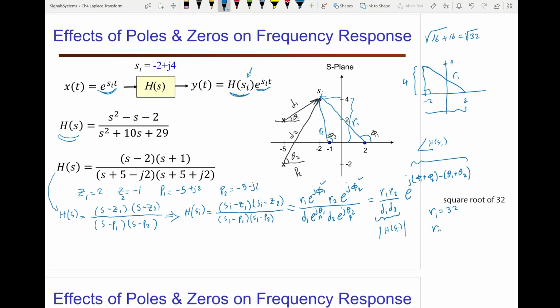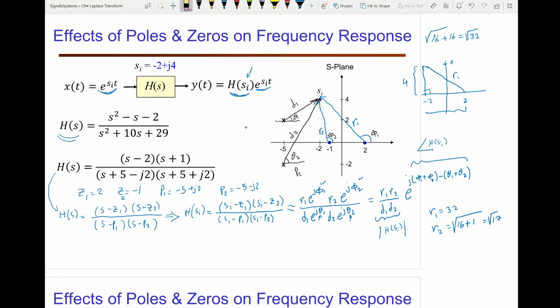If I want to find R2, I draw a right triangle. Now this is R2. So it will be the square root of the length here, which is 4 squared, that's 16, plus this length, which is 1 squared, that's 1. So that's the square root of 17.